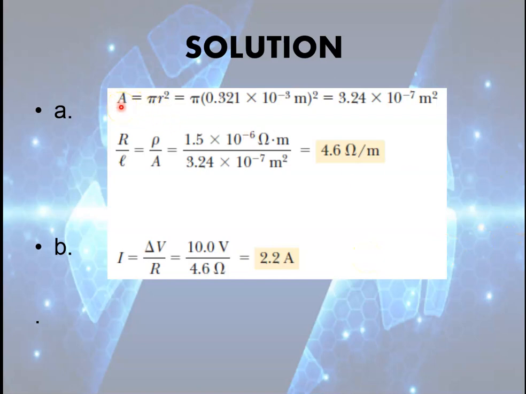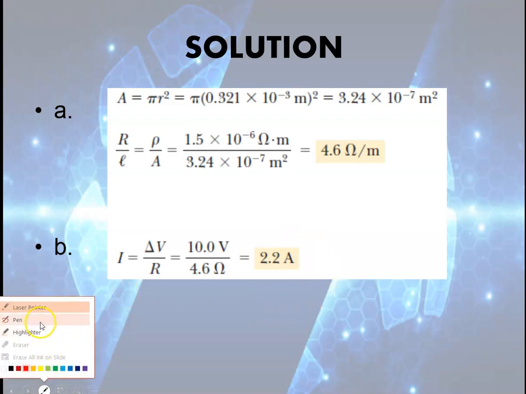You can start with the area, which for a wire is pi r squared. Substitute the r that was given to you, and you will get an area here. Now, by using the equation R equals resistivity times the length divided by area, rearrange it because you need to find resistance over length, so you will get this value as the answer. The second question asks you to find the current, so you can directly use Ohm's law and you will get 2.2 amperes as the value of current. This is quite an easy example. Right.